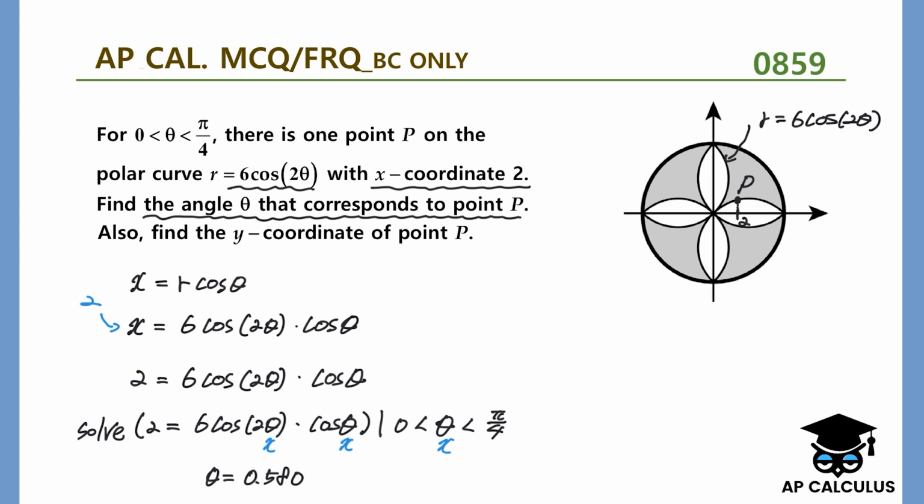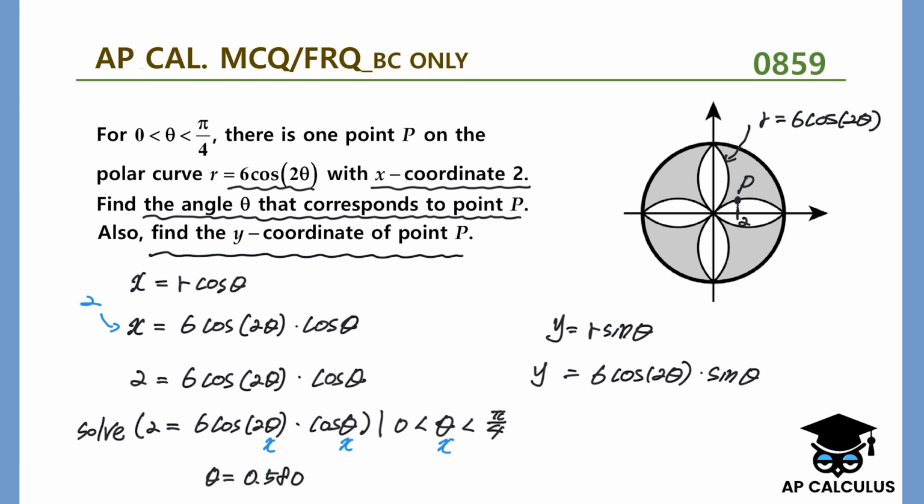And here's one more question. Find the y coordinate of this point P. We know that y is equal to r sine theta, and r is equal to 6 cosine 2 theta, so y is 6 cosine 2 theta times sine theta. That's our y, right?